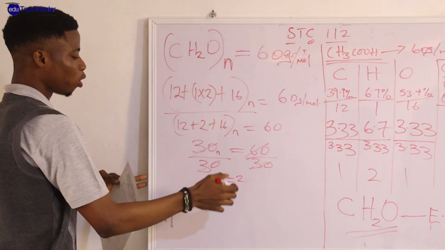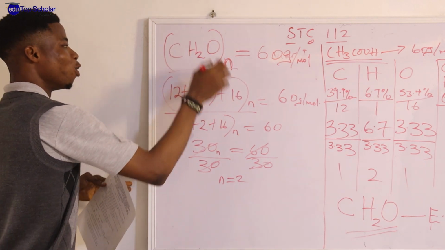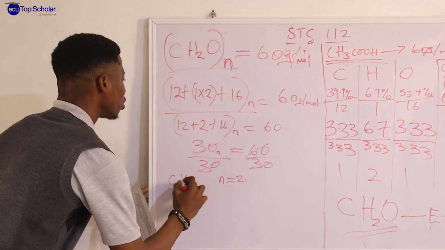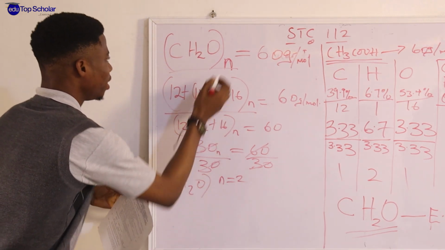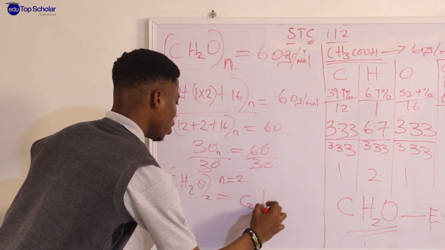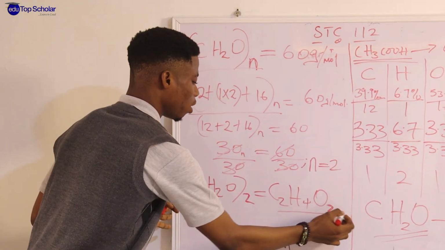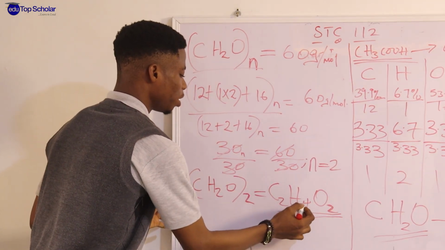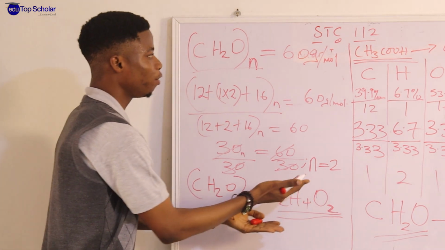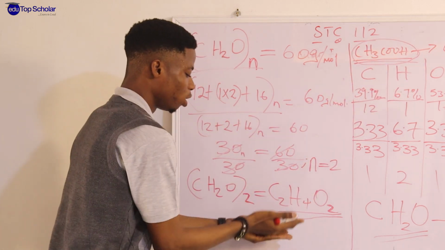Since our N equals 2, we go back to this and input our N to get our molecular formula, which is a multiple of the empirical formula. So we have CH2O, our N here is 2. We input it, and that's going to give us C2H4O2. So this is our molecular formula, C2H4O2, the actual formula of ethanoic acid. And if you check, this is ethanoic acid normally, but this is the molecular formula.